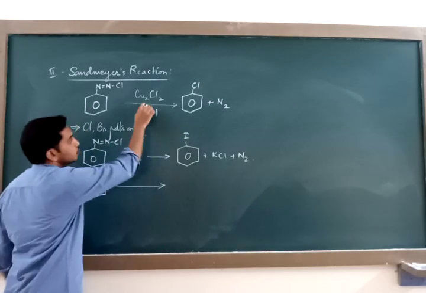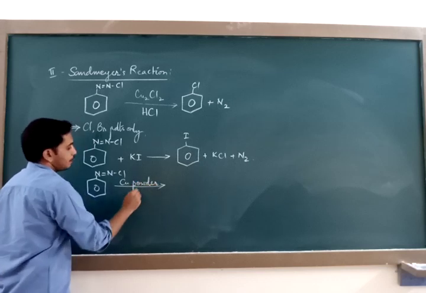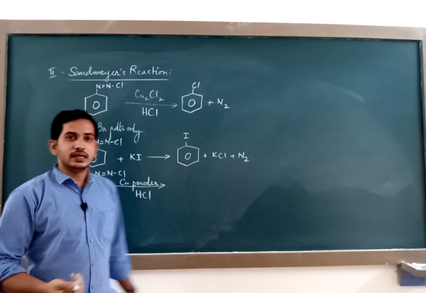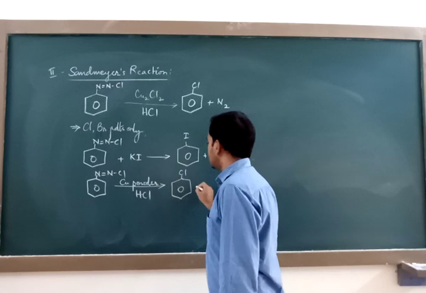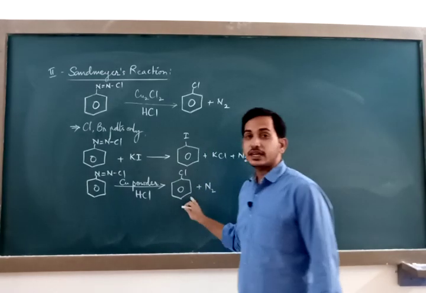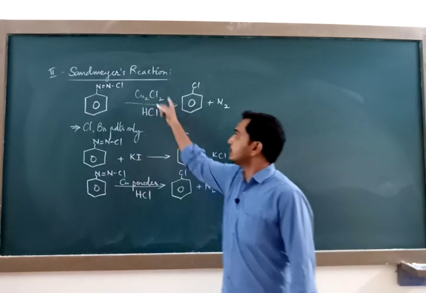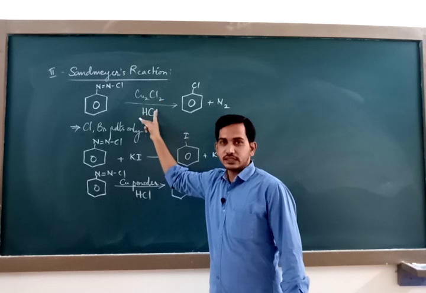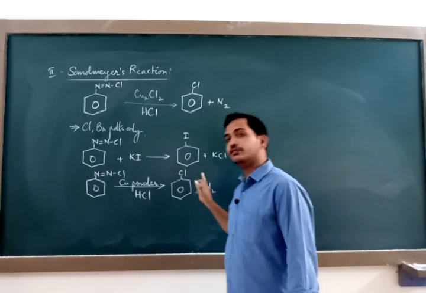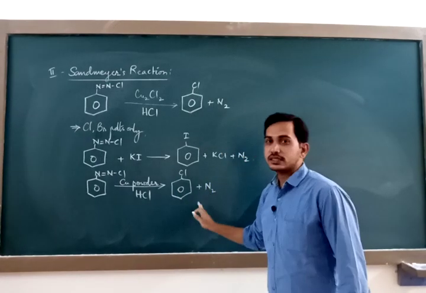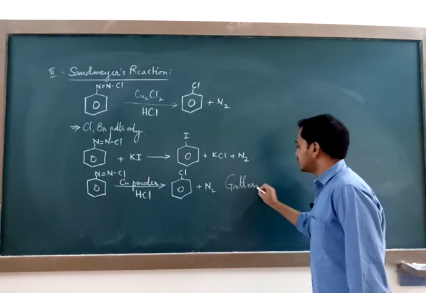If you make slight changes in the reactions, like the same benzene diazonium chloride is taken, instead of cuprous chloride or cuprous bromide, you use copper powder. If you use copper powder in presence of HCl, then also you are likely to get the same product. You will get chlorobenzene plus nitrogen. This reaction is also not Sandmeyer's reaction. What have you changed? You have changed only the reagents. Instead of cuprous chloride in HCl, you are now using copper powder in HCl. This reaction will also give you the desired haloarene, but this reaction is not Sandmeyer's reaction. It is called Gattermann's reaction.